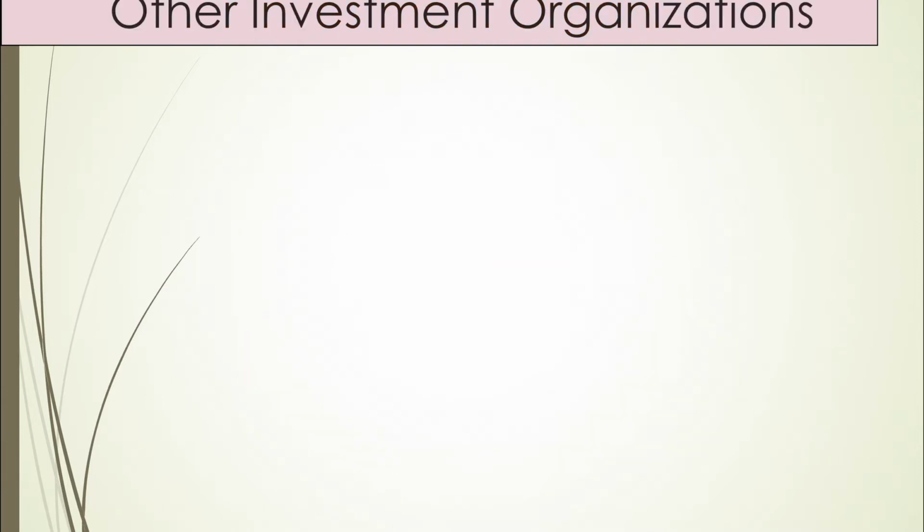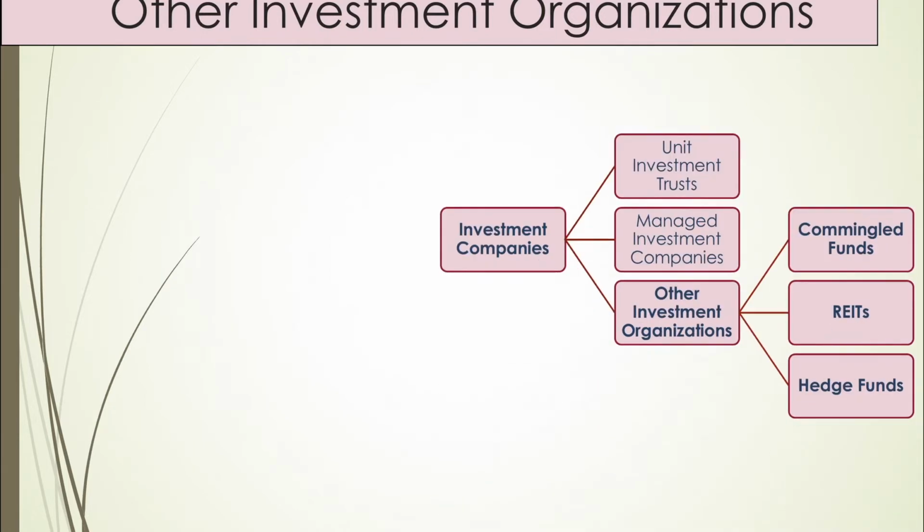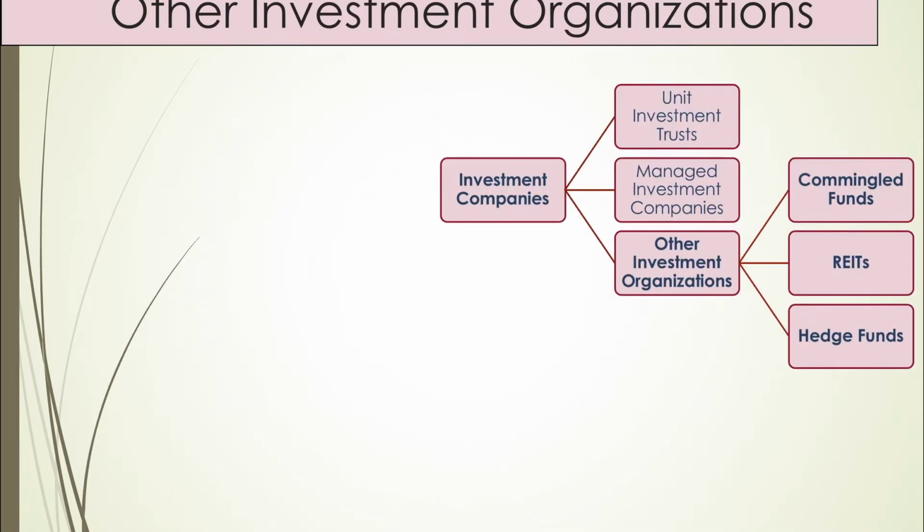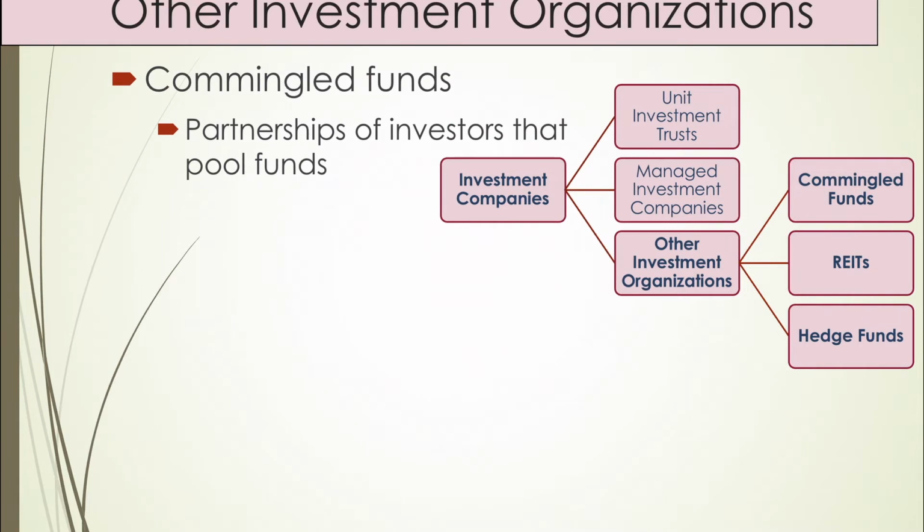The third type of investment companies are those others. So as I mentioned previously, these others are not formally registered as investment companies, but they do serve similar features. And so the different types include commingled funds. With commingled funds, these are partnerships of investors that pool funds together. So these are very similar to the open-end funds that we discussed, but instead they offer units that are then bought and sold at their net asset value. So these are partnerships of investors that pool funds.